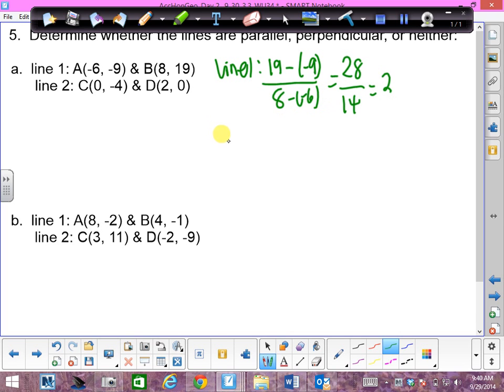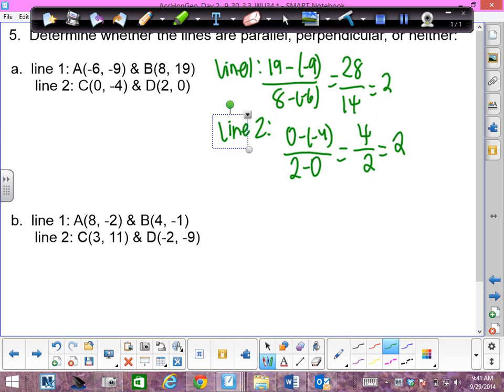So then for line 2, we would have 0 minus -4, and 2 minus 0, which is 4 over 2, which is 2. So based on that, we would think that the lines should be parallel. So just based on this, the lines are parallel.